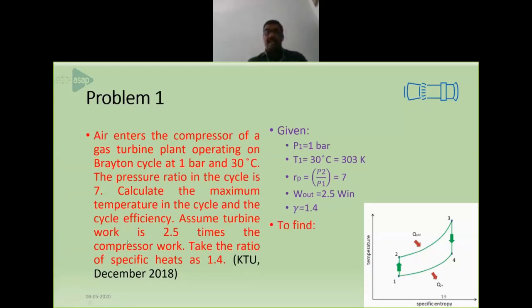Now, what are the things we have to find out? The question asks to calculate the maximum temperature. Why have I written it as T3? Here 1 is the inlet of the compressor, 2 is the exit of the compressor, and 3 is the exit of the combustion chamber where you get the maximum temperature. So you have to calculate T3. After that you have T4, the exit of the gas turbine. Then you have to find the cycle efficiency.